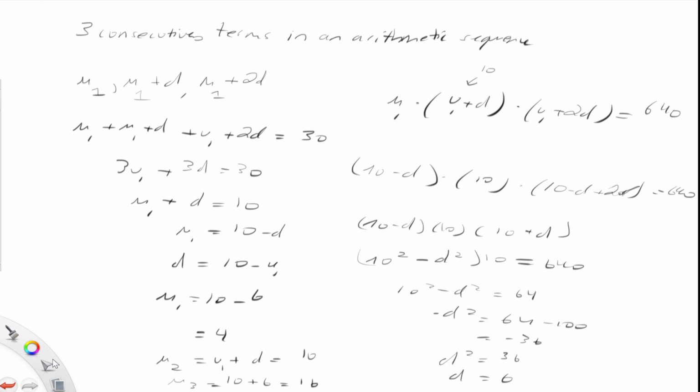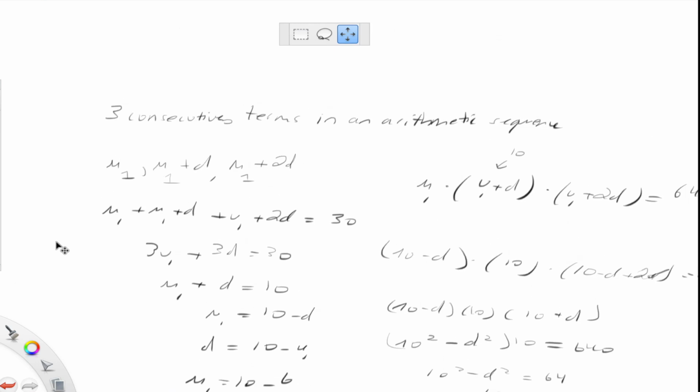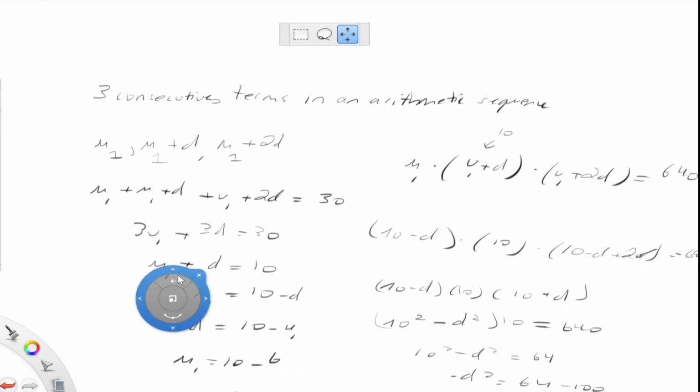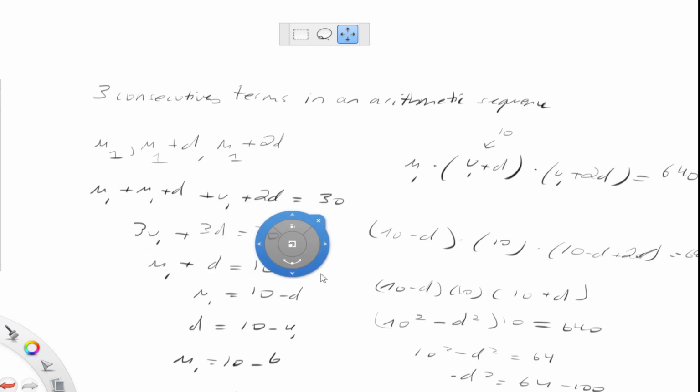And basically that's how you solve these types of problems, right? When you have a sum of 3 consecutive terms in an arithmetic sequence equal to 30, and the product is equal to 640, you have to take this approach, which is, I think, the quickest, and you'll find a solution to such a problem.